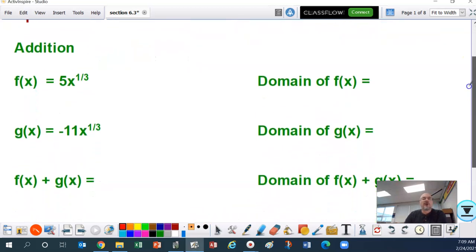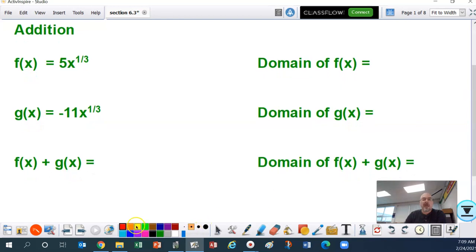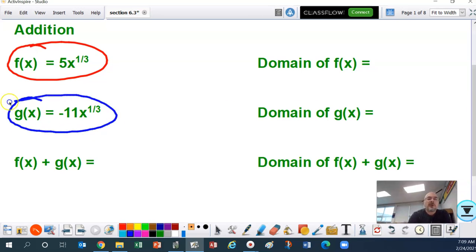So we've got two functions here. We've got f of x, which equals 5x to the 1/3 power. We have g of x, which equals negative 11x to the 1/3 power, and then we're going to add those two functions together. But before we do that, ladies and gentlemen, let's talk about domain. Remember, domain is the x values.